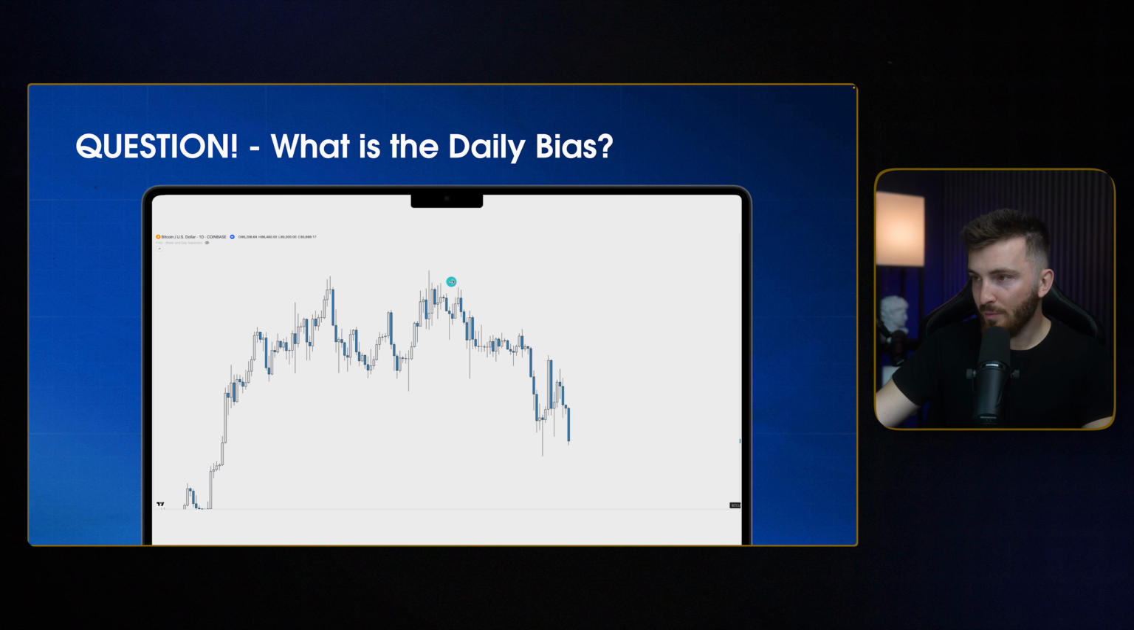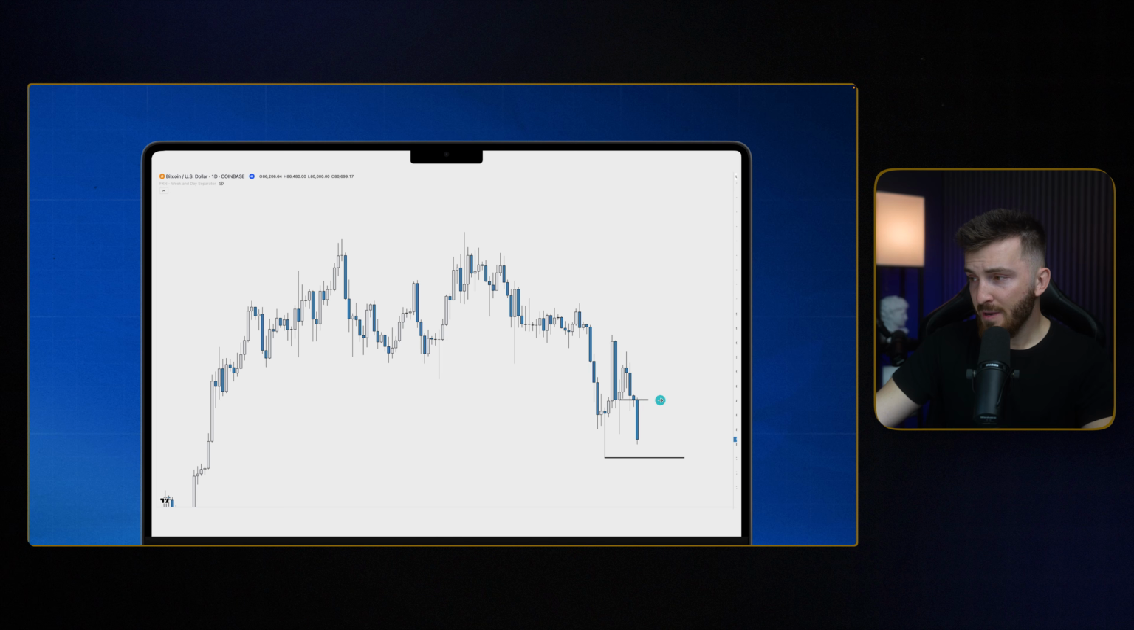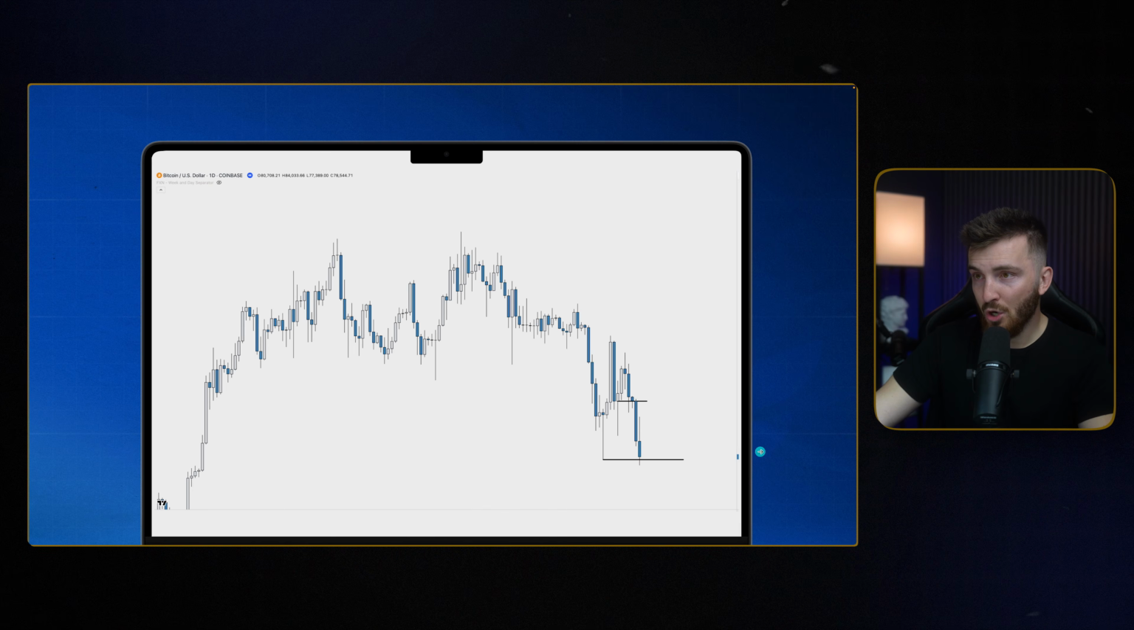You can see we swept the highs, we started to move bearish, we move higher, we move back to bearish. Okay, we have a very big bearish close. So the next area of liquidity is going to be this low. So our bias is bearish. Our daily bias is going to be bearish. And that's what we target.